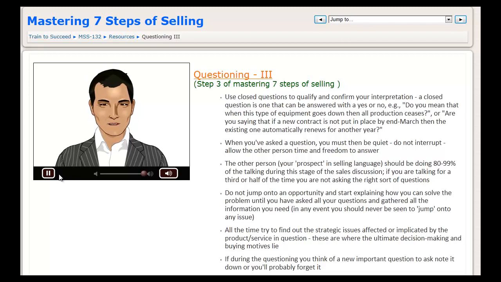Second, when you've asked a question, you must then be quiet. Do not interrupt, allow the other person time and freedom to answer. Third, the other person, your prospect, should be doing 80 to 90% of the talking during this stage of the sales discussion. If you are talking for a third or half of the time you are not asking the right sort of questions. Fourth, do not jump onto an opportunity and start explaining how you can solve the problem until you have asked all your questions and gathered all the information you need.